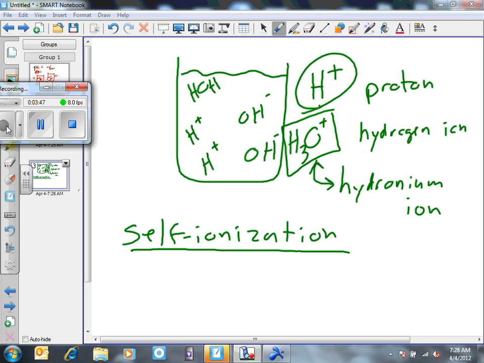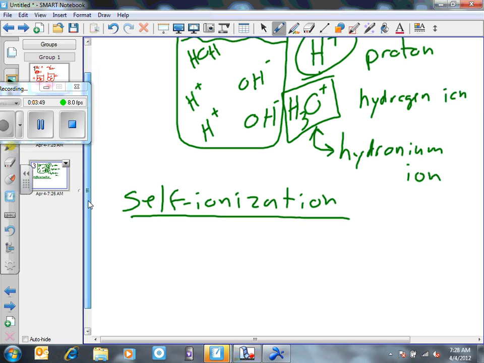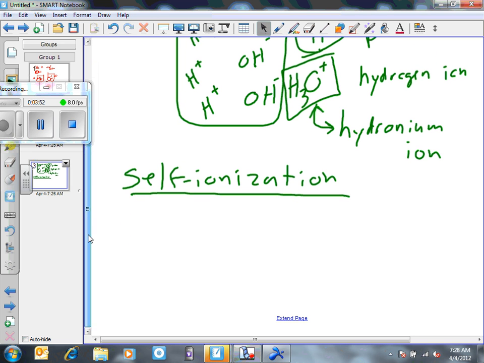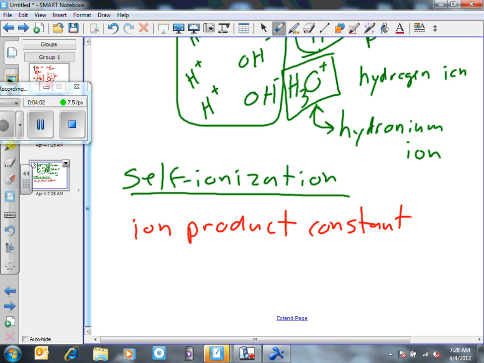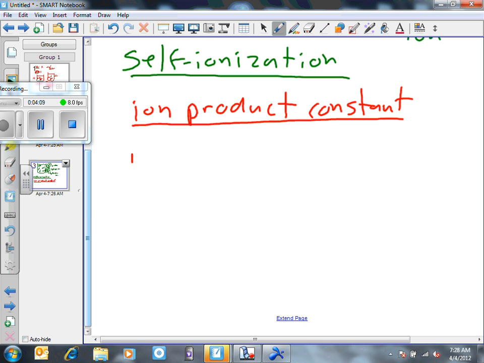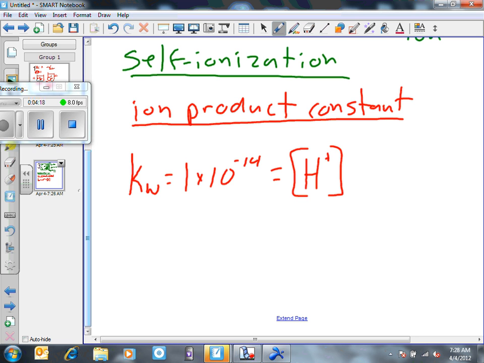So this action happens in water constantly, and we have this thing called the ion product constant for water. Okay? And the ion product constant for water is this. It's 1 times 10 to the negative 14th. And that equals all of the H pluses multiplied by all of the OH negatives.